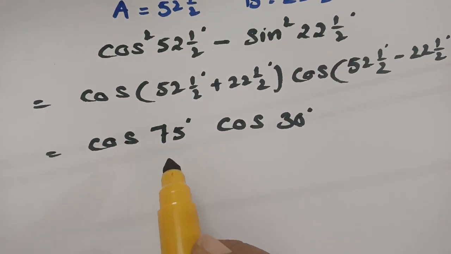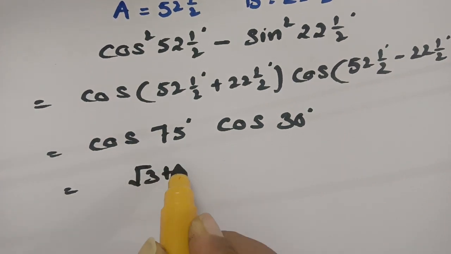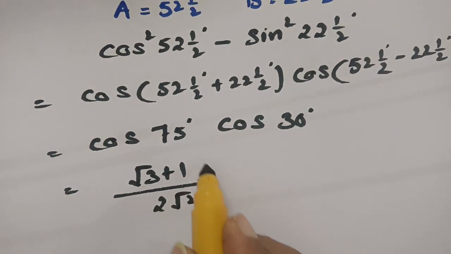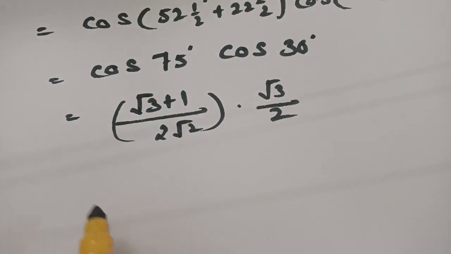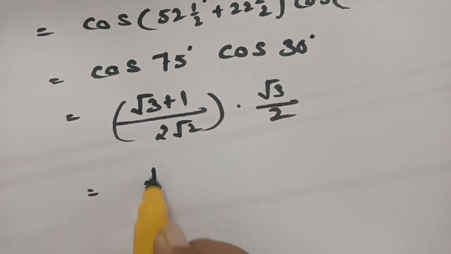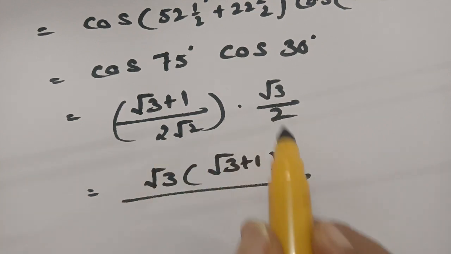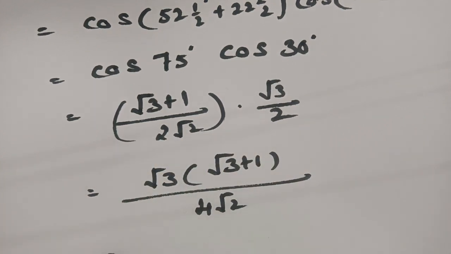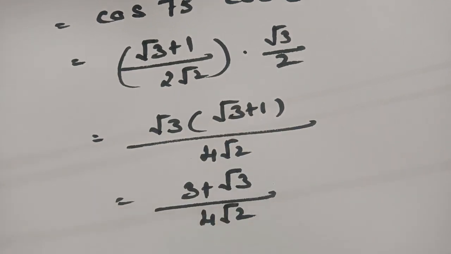So I made a video on cos 45, cos 75, tan 75. So please go through the playlist, and directly I'm writing the answer. This is root 3 plus 1 by 2 root 2, and cos 30 degrees value is equal to root 3 by 2. So if I multiply the numerators, this is root 3 times root 3 plus 1, and if I multiply the denominators, this will be 4 root 2. So root 3 into root 3 is nothing but 3, root 3 into 1 is nothing but root 3, by 4 root 2.